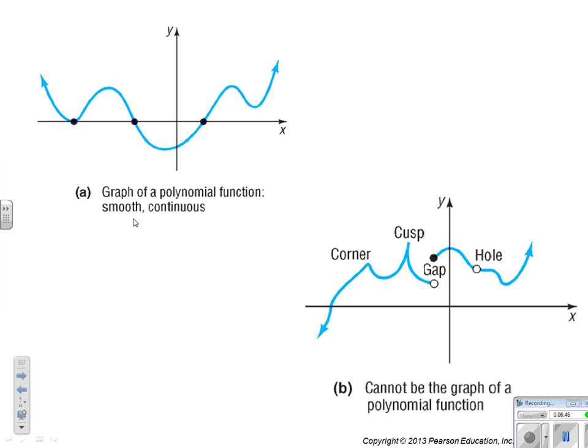All right. If you're a polynomial, because your domain is all real numbers, there's no holes, no gaps, no weird corners. It's nice and smooth and continuous. If you're not a polynomial, look how wonky you get. You could have a corner. This is called a cusp. You could have a gap or a hole. So the difference in graphs between polynomial and not polynomial: smooth and continuous, and then wonky, not a polynomial.